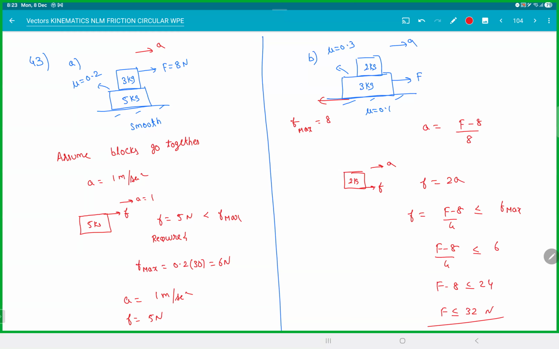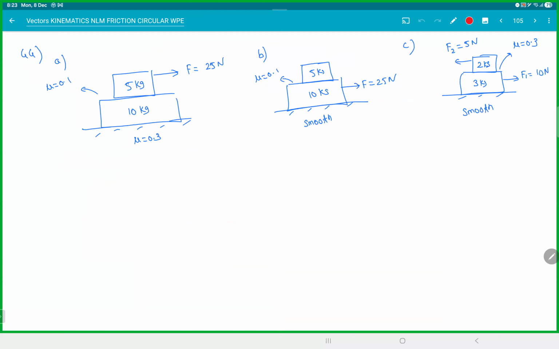So be careful. In two blocks, you don't assume F is maximum every time. Let's see a few more on this. I think we'll get a better idea. Try these three cases.